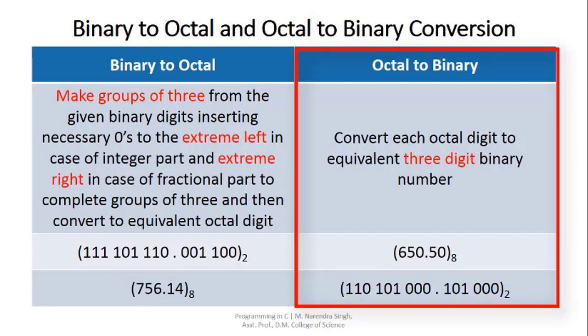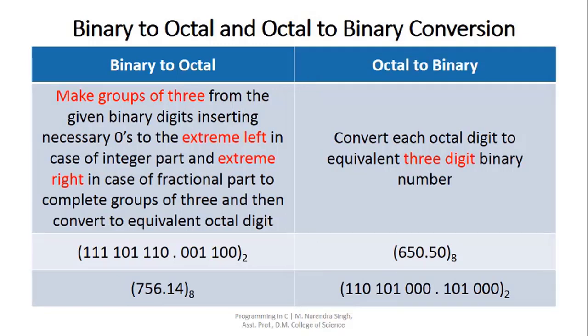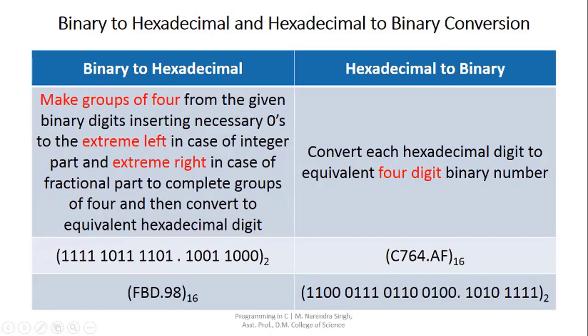The octal digit 5 is equivalent to binary 101, because 4 plus 0 plus 1 is 5. And lastly, the octal digit 0 is equivalent to 000 in binary. So we are converting each octal digit to its equivalent binary number of 3 digits. And here we go, we have finished converting the given octal number to its equivalent binary number. Let us now move to conversion of binary number to hexadecimal and hexadecimal number to binary.